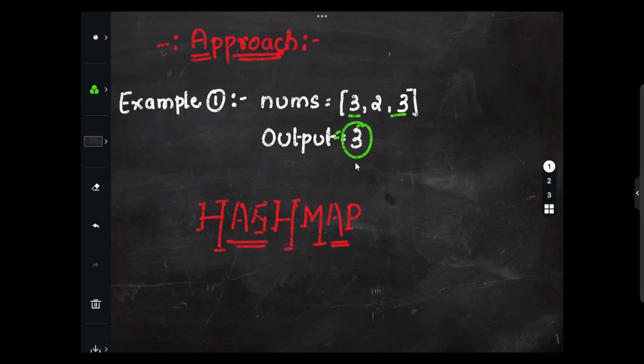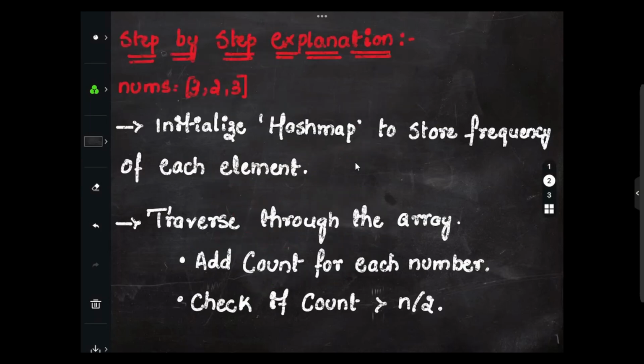One thing to keep in mind: we'll be making use of the hash map approach. So let's move on with the step-by-step explanation. I have considered the same first example where the nums array consists of the elements 3, 2 and 3. First step is we will initialize the hash map to store the frequency of each element, how many times the element is repeated.